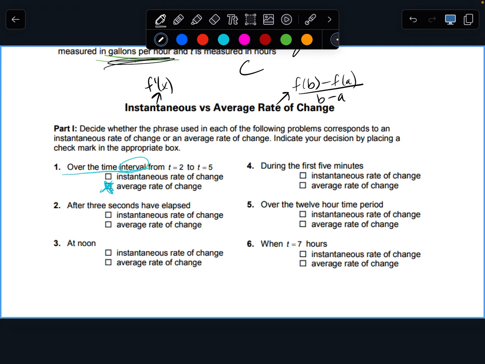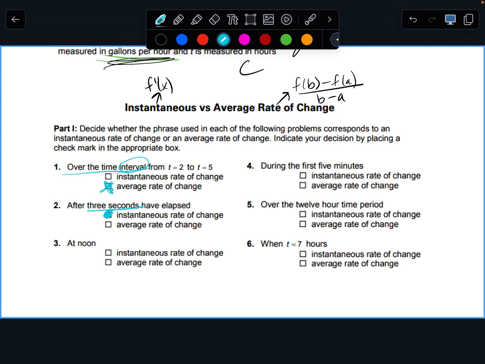So instantaneous is like straight up, like your speedometer, whereas average is like your average speed over a time period. So for number 1, again, it says interval. Okay, this second one might be a little confusing. It says after 3 seconds have elapsed. So if you start the sentence with, what's the rate of change after 3 seconds have elapsed? That's going to be instantaneous. So after 3 seconds, 3 seconds has happened, what is my speed?